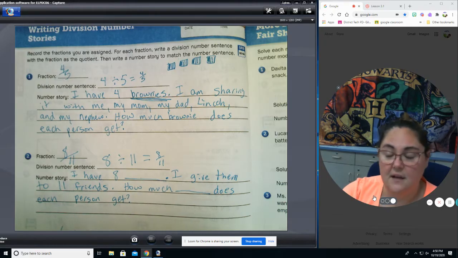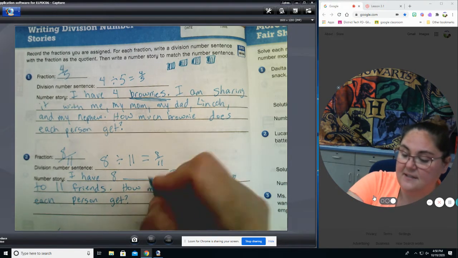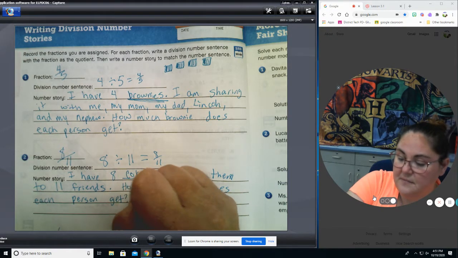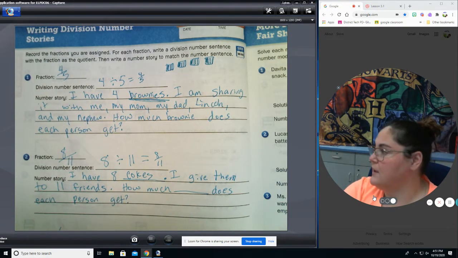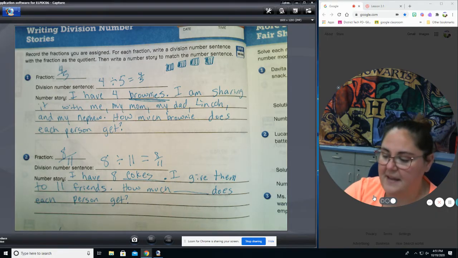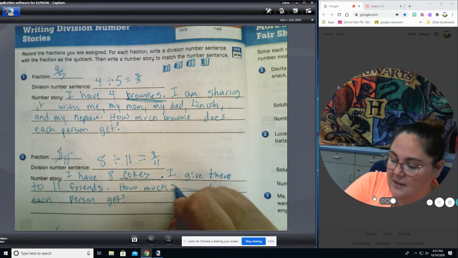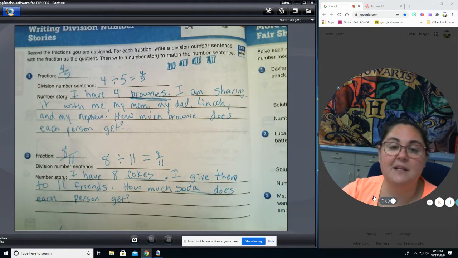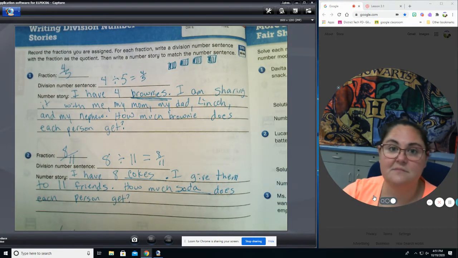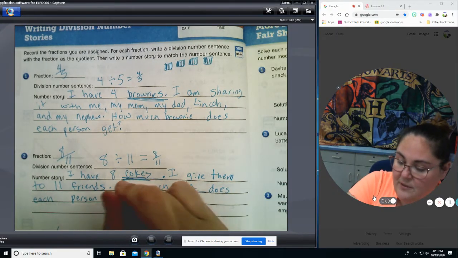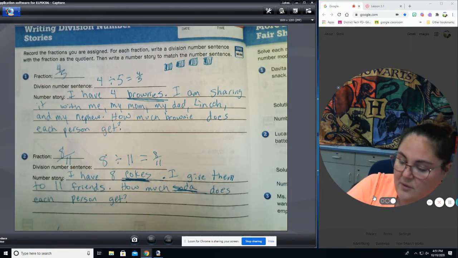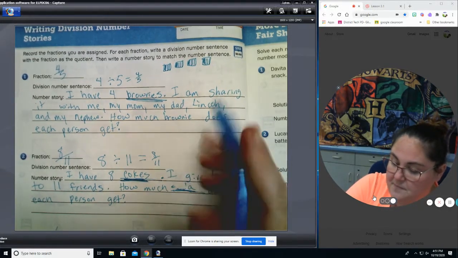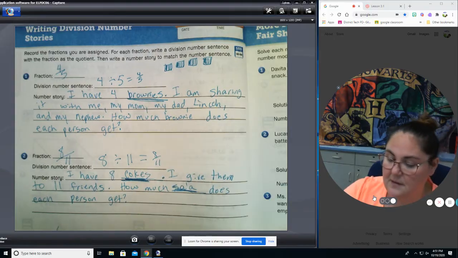Done. Fine. I have 8 Cokes. We love soda. I love Coca-Cola, Cherry Coke. Cherry Coke's my jam. I have 8 Cokes. How much soda or Coke or beverage or something does each person get? Done. Notice whatever your label is also in part of your question. Make sure you have that as part of your question. Okay? All right.